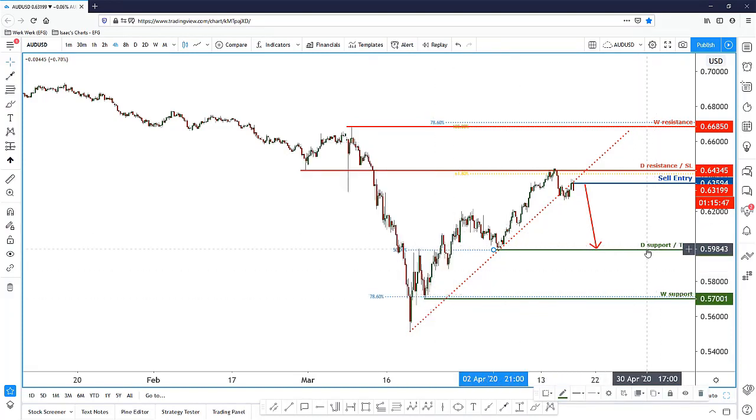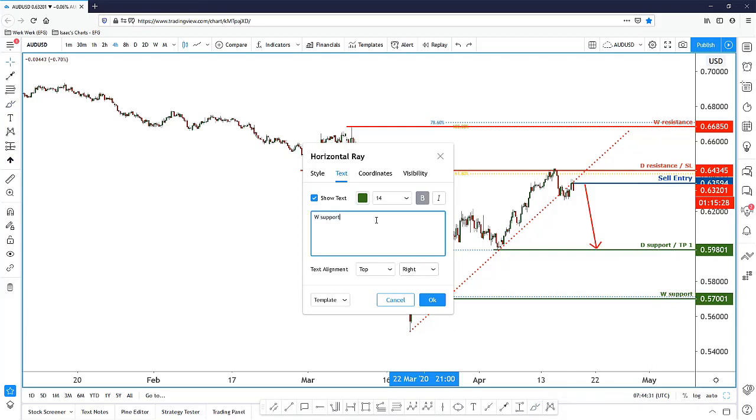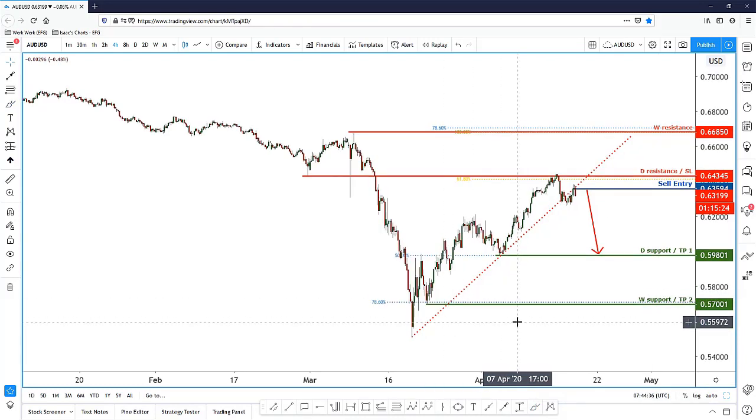Once price actually reaches my TP number 1, I will take partial profits, either 50% or 75% of my position, and then I'll move my stop loss to my break even, right? So my position is completely protected. Then I let the remaining position run all the way to my weekly support, which is my take profit number 2. So that's all I have for the trade of today, guys.